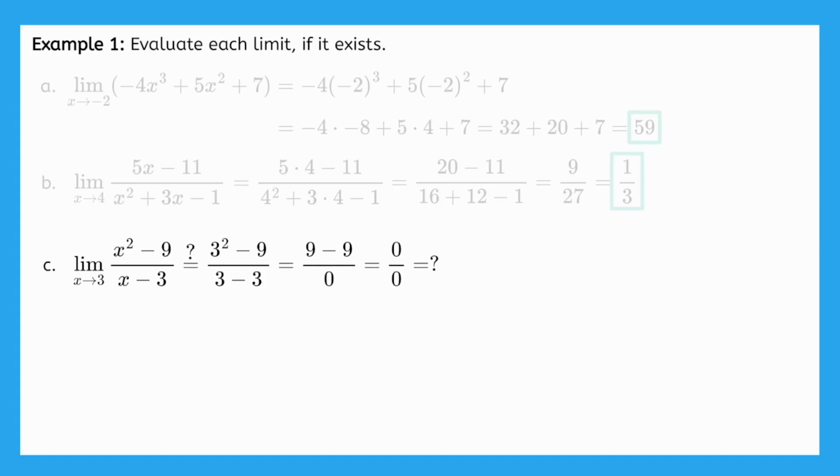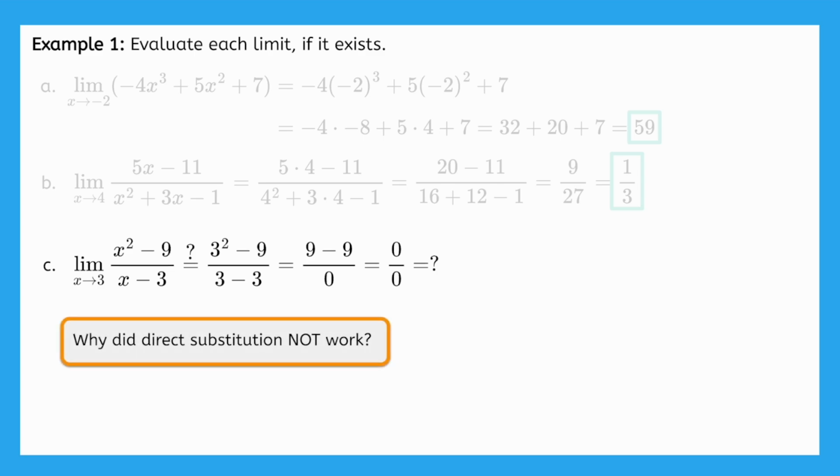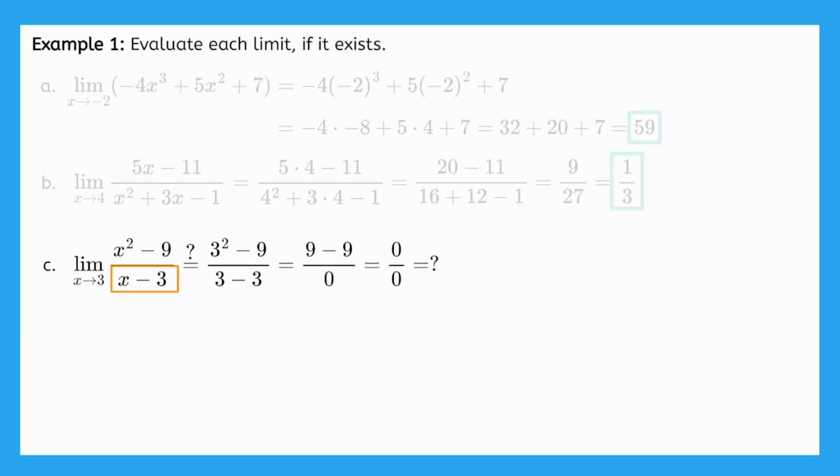Before we make any conclusions, let's backtrack a bit. Why did direct substitution not work here? Since 3 makes the denominator 0, we could have seen from the start 3 is not in the domain of the function, so the direct substitution property does not apply. That said, that doesn't mean this limit can't be found.